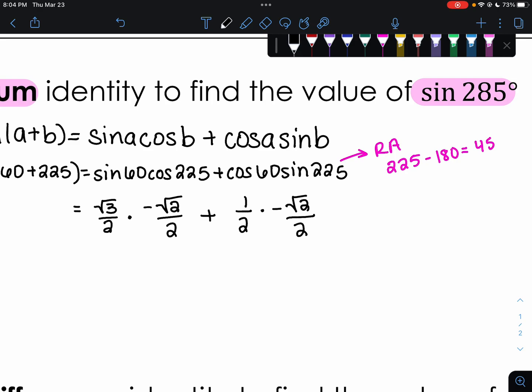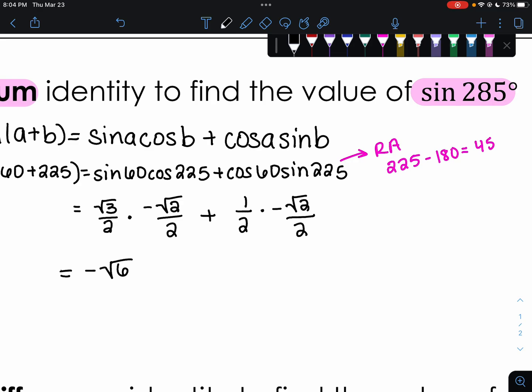So now what we're going to do is multiply the fractions. When we multiply fractions, we multiply the numerators together, then we multiply the denominators together. So when we do this, the square root of 3 times the negative square root of 2 is equivalent to the negative square root of 6. When you multiply radicals together, you can multiply the numbers underneath together.